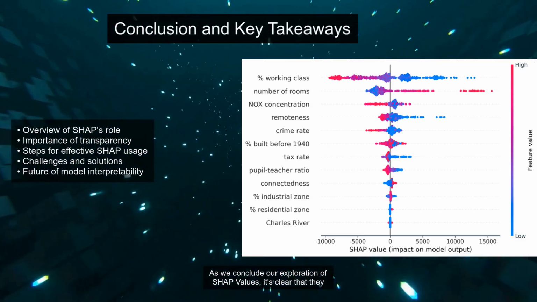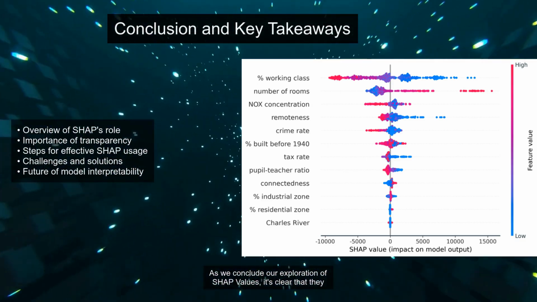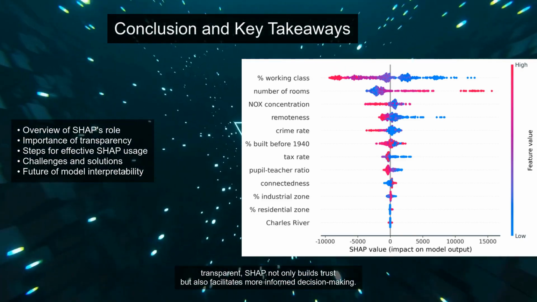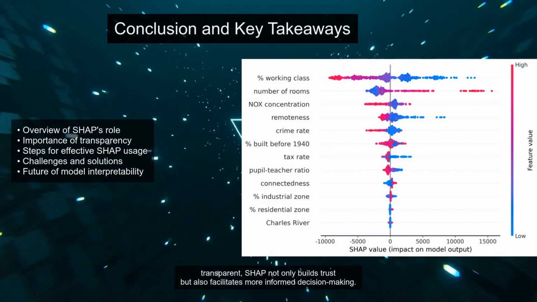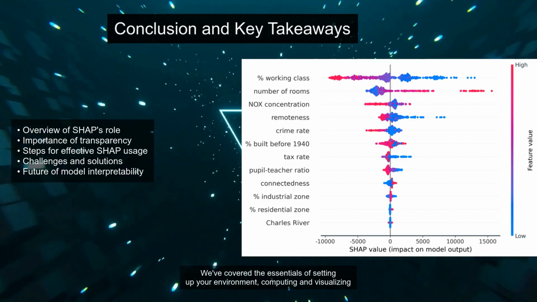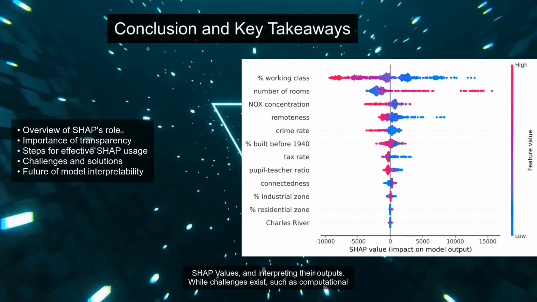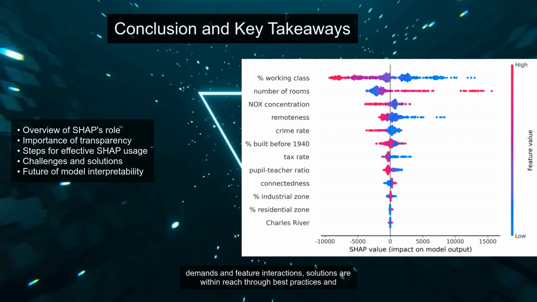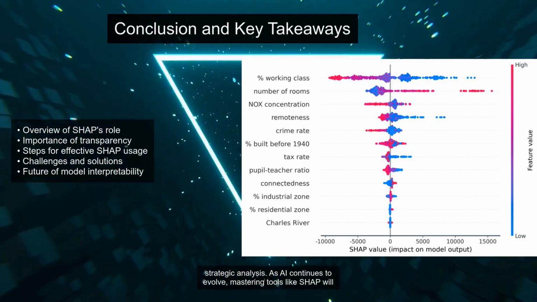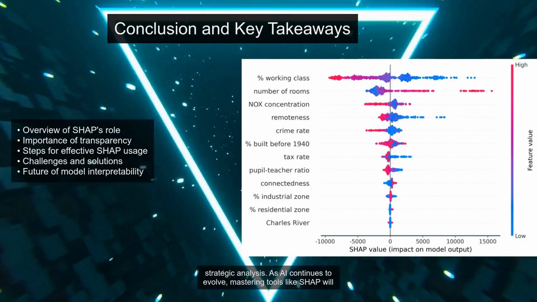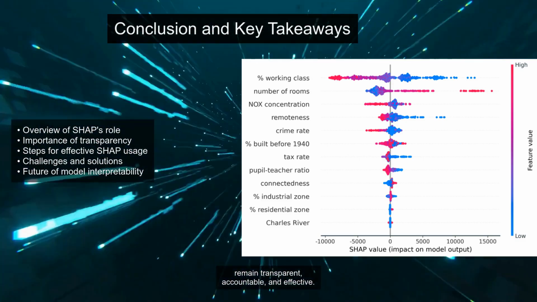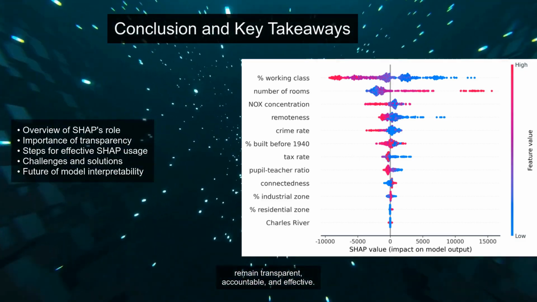As we conclude our exploration of SHAP values, it's clear that they play a pivotal role in model interpretability. By making machine learning models transparent, SHAP not only builds trust but also facilitates more informed decision-making. We've covered the essentials of setting up your environment, computing and visualizing SHAP values, and interpreting their outputs. While challenges exist, such as computational demands and feature interactions, solutions are within reach through best practices and strategic analysis. As AI continues to evolve, mastering tools like SHAP will be crucial for future advancements in model interpretability, ensuring that AI systems remain transparent, accountable, and effective.